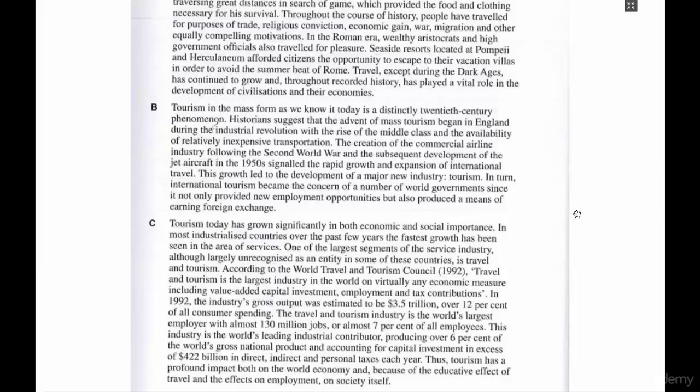All right, so the first sentence is saying that tourism in the mass form as we know it today is a 20th century phenomenon. So this sentence is basically saying tourism as we know it today is new to this era. It's like nothing we've seen before. And then our last sentence is talking about international tourism and world governments using it for opportunities. All right, so let's look at our answer choices.